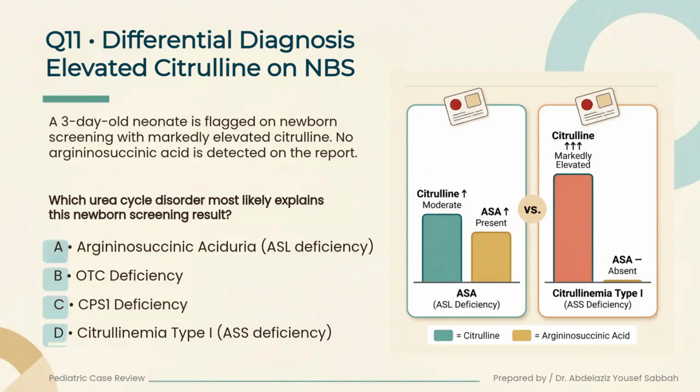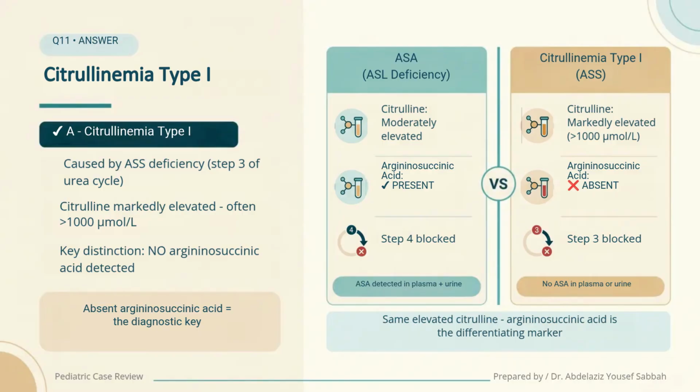Option B, ornithine transcarbamylase deficiency. Option C, carbamoyl phosphate synthetase 1 deficiency. Option D, citrullinemia type 1, that is, argininosuccinate synthetase deficiency. The correct answer is option D, citrullinemia type 1.